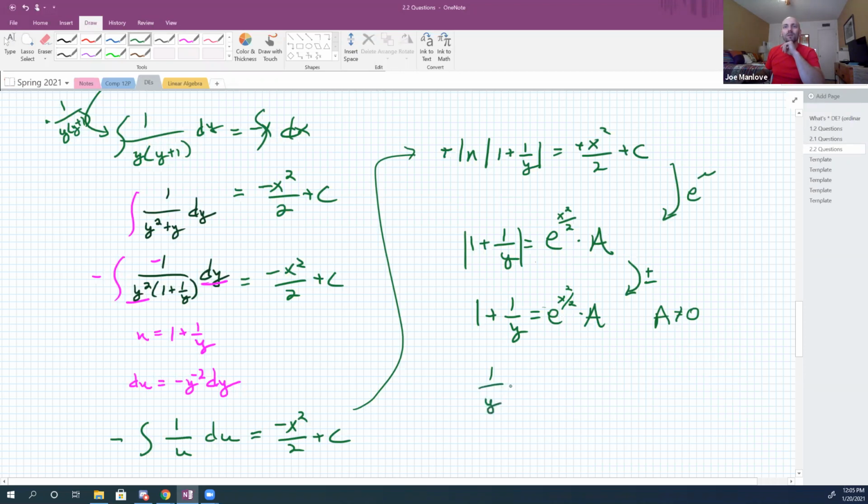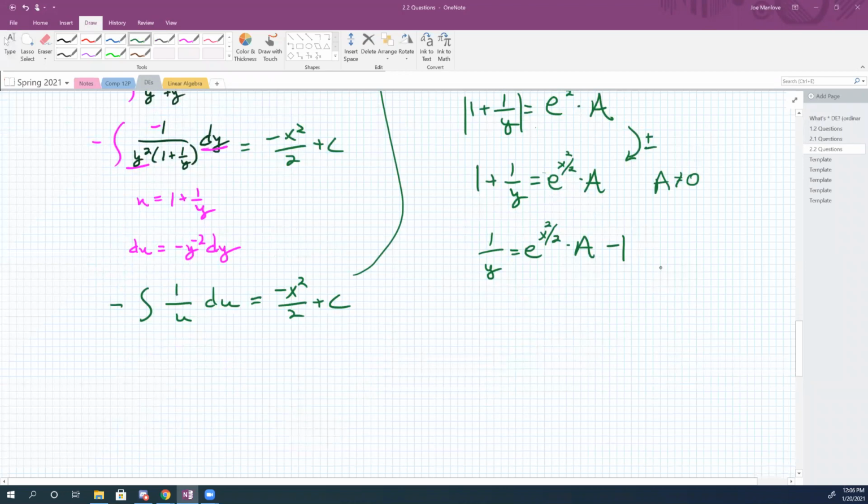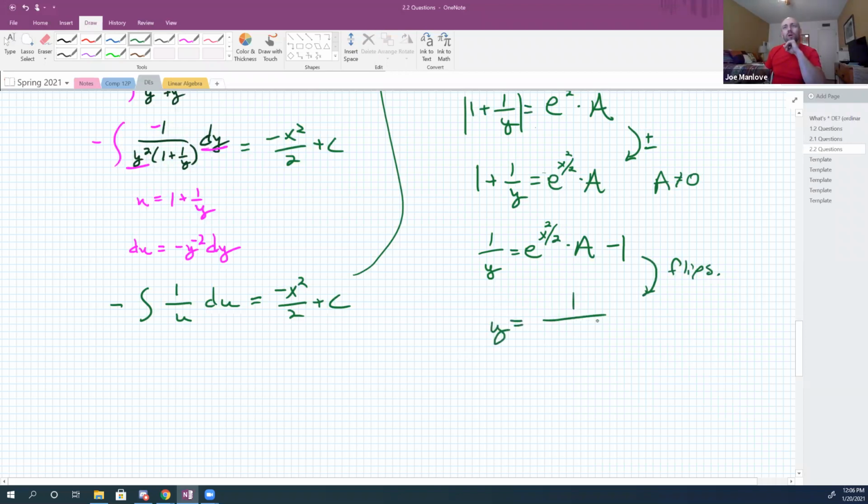So then I think I get 1 over y is e to the x squared over 2 times a minus 1. And then I need to flip both sides. So I think I get y is 1 over e to the x squared over 2 times a minus 1. Wild. Okay, cool. Now what? Am I done?